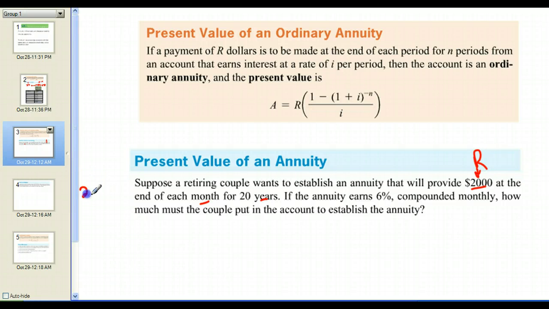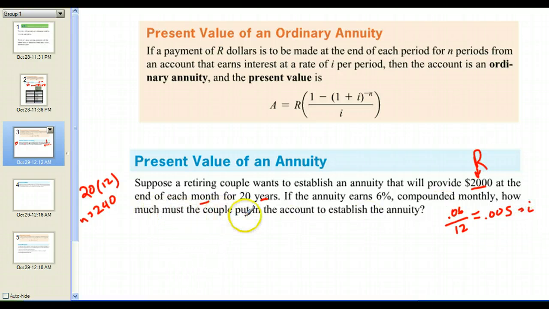So 20 years times 12 months is 240 months. So that's what N is, right? N is the number of periods. So we need it to come out every month. So that's 240 periods. The annuity earns 6% compounded monthly. So again, we need to take that 0.06 and divide it by 12. Alright, that's 0.005. Sorry, I had to cough. That's going to be our I.